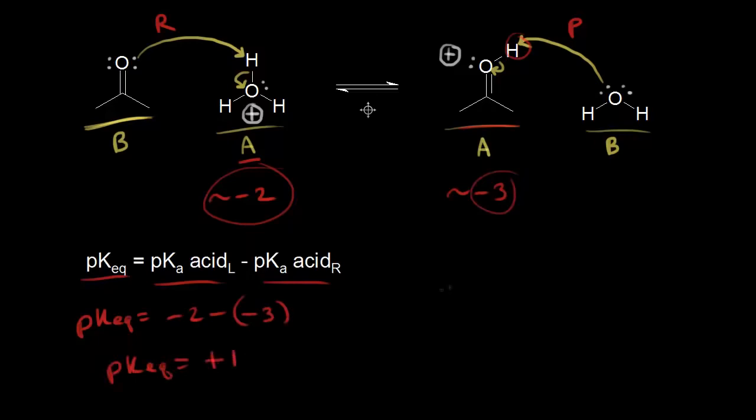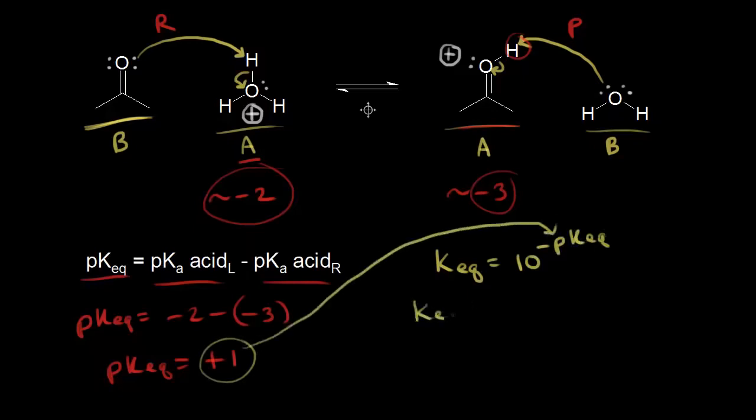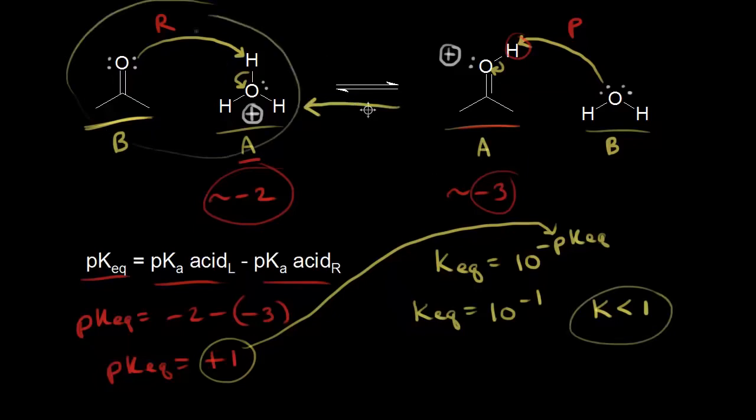We know how to find the Keq because from the previous example we saw that the Keq is equal to 10 to the negative pKeq. So we plug in our pKeq, which is 1, and so we get the Keq for the forward reaction is equal to 10 to the negative first. So K is less than 1. And we know what it means when K is less than 1. That means at equilibrium, we have more reactants than products. So the equilibrium lies to the left, and we have more reactants than we do products at equilibrium.